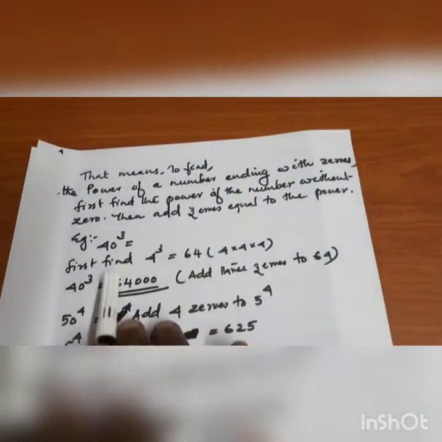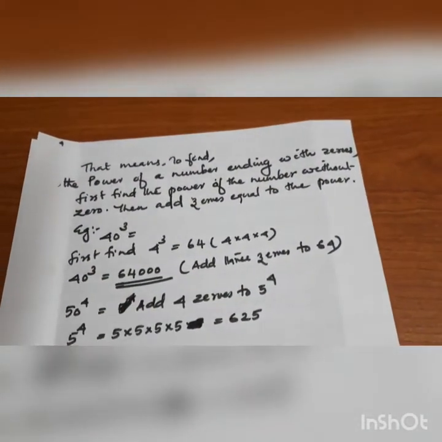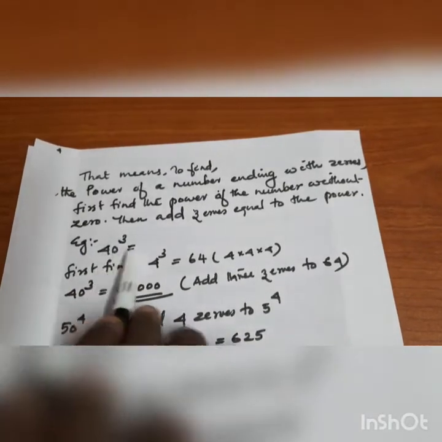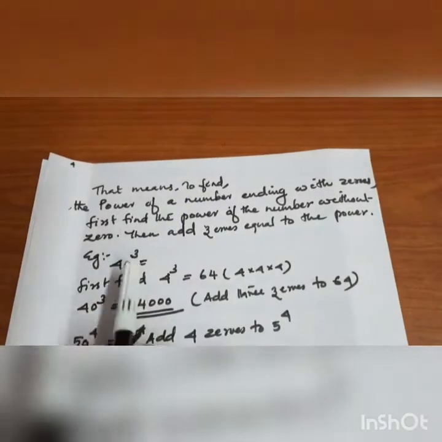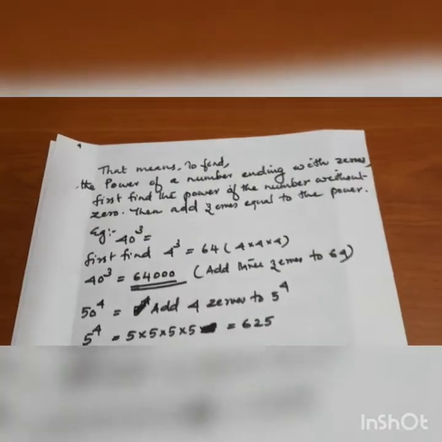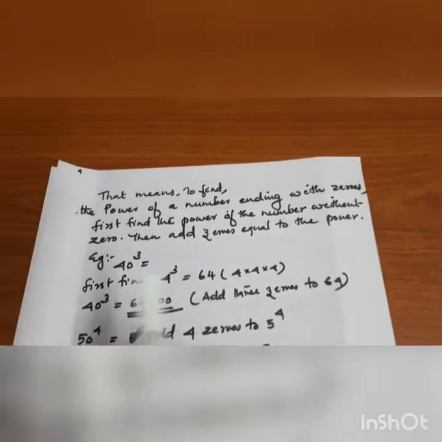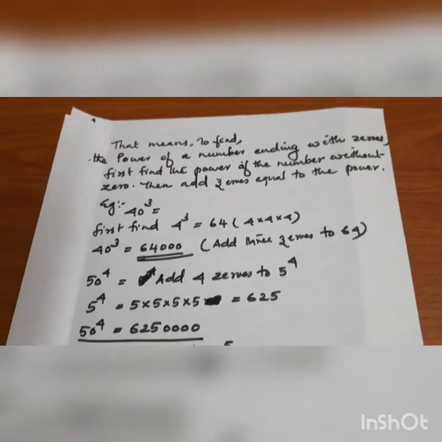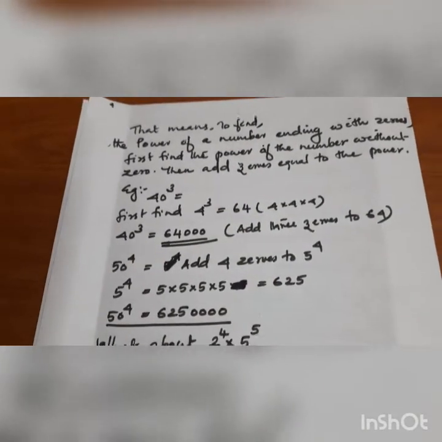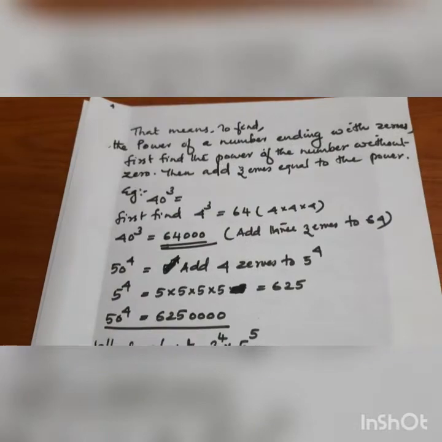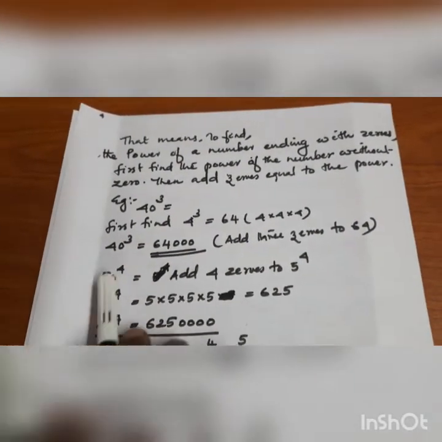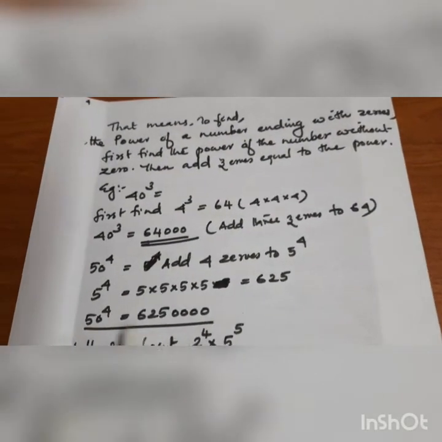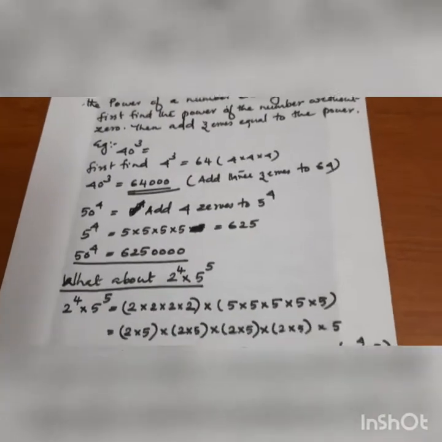For example, 40 raised to 3. 40 is a number ending with a 0. Then the number without 0 is 4. 4 raised to 3 is 64. Then add zeros equal to the exponent, 3. Add 3 zeros. That is the answer. Like that, 50 raised to 4. It is ending with a 0. The number without 0 is 5. 5 raised to 4 is 625. And add 4 zeros. Okay.